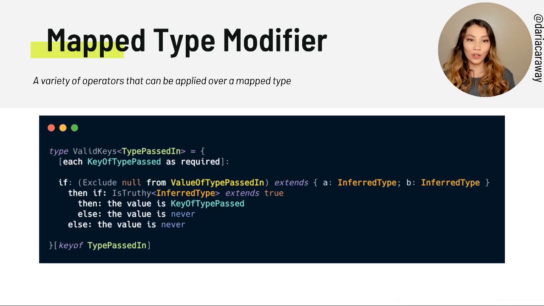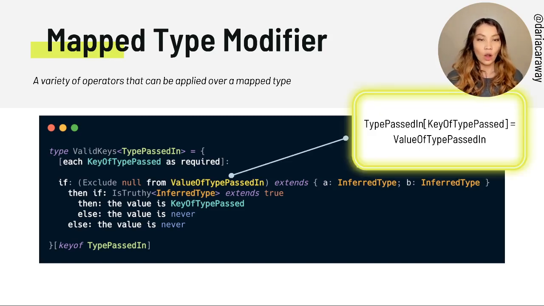Okay, so I've turned the map into words, to make it a little bit easier. I've called our K generic key of type passed in, and we were using that key to index back onto the type in this exclude statement. So I've called that value of type passed in, because that's what you get when you take a key and index it back onto a type. You get the value that that key went with.